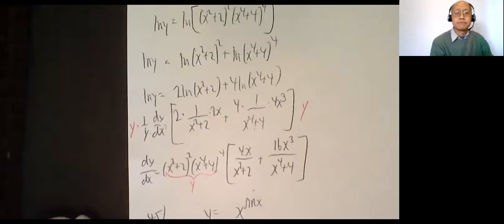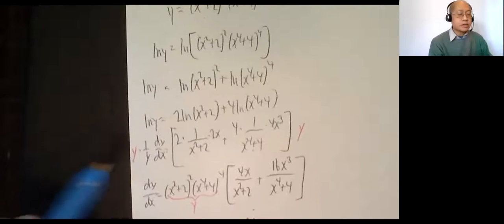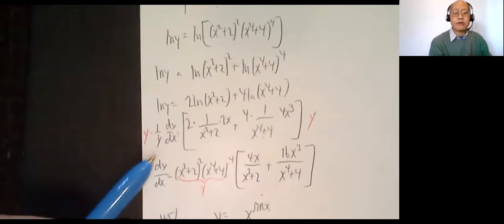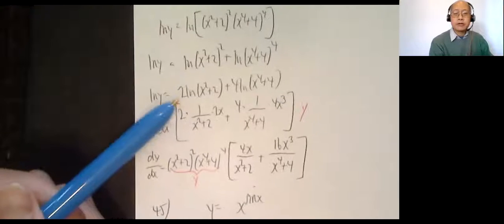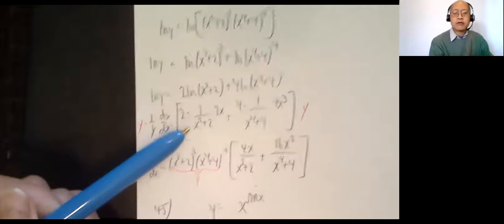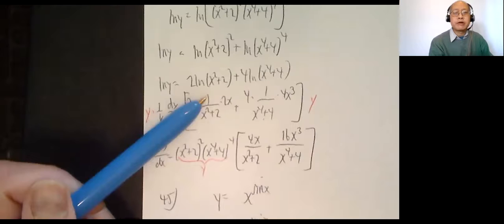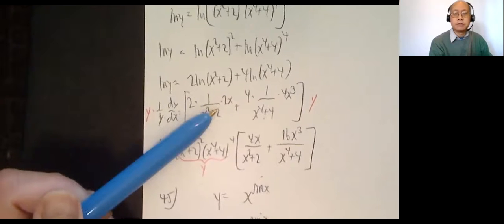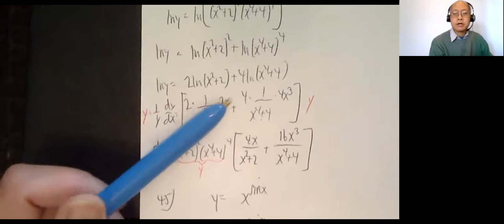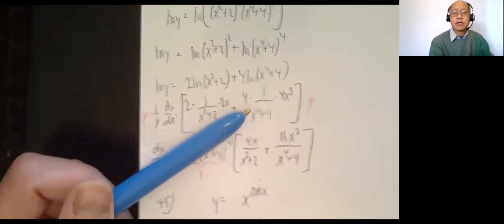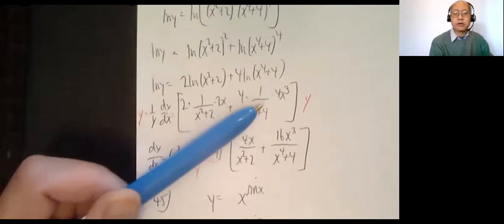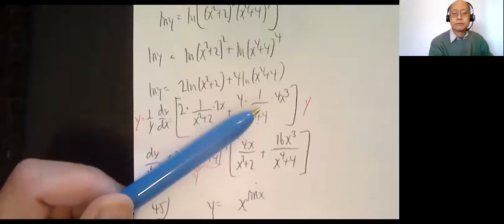Okay. All right, so the left side's always the same. It's 1 over y dy dx. The derivative of this is 2 times 1 over x squared plus 2 times the derivative of x squared plus 2, which is 2x, plus 4 times 1 over x to the 4th plus 4 times the derivative of x to the 4th plus 4, which is 4x cubed.